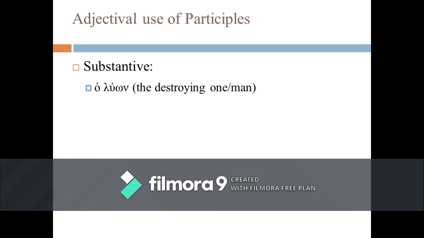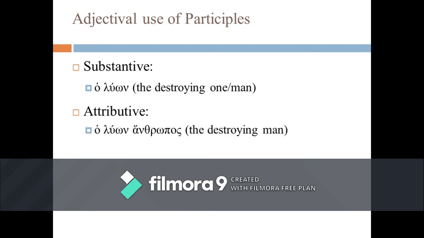So, luon, if we translate it as destroying, ho luon is the destroying one or man. This is the same way that any adjective would work. We would translate it that way because we do not have a noun for it to modify. It becomes substantive. It becomes the noun. Ho luon, the destroying man. The second one is attributive. This is the attributive form that we remember with adjectives, and they're functioning as true adjectives, the way that we think of adjectives functioning in English. So ho luon anthropos means the same thing as a substantive, except it's in an attributive position, which is it has an article in front of it, so it's between the article and the noun, the destroying man.